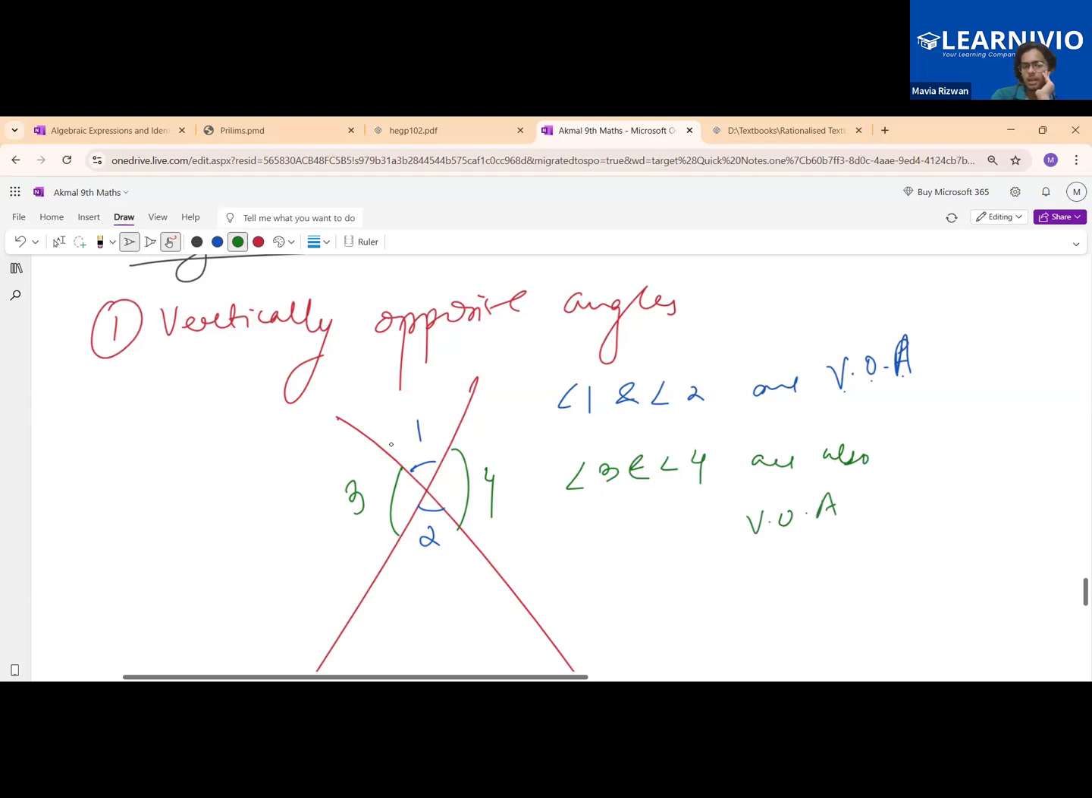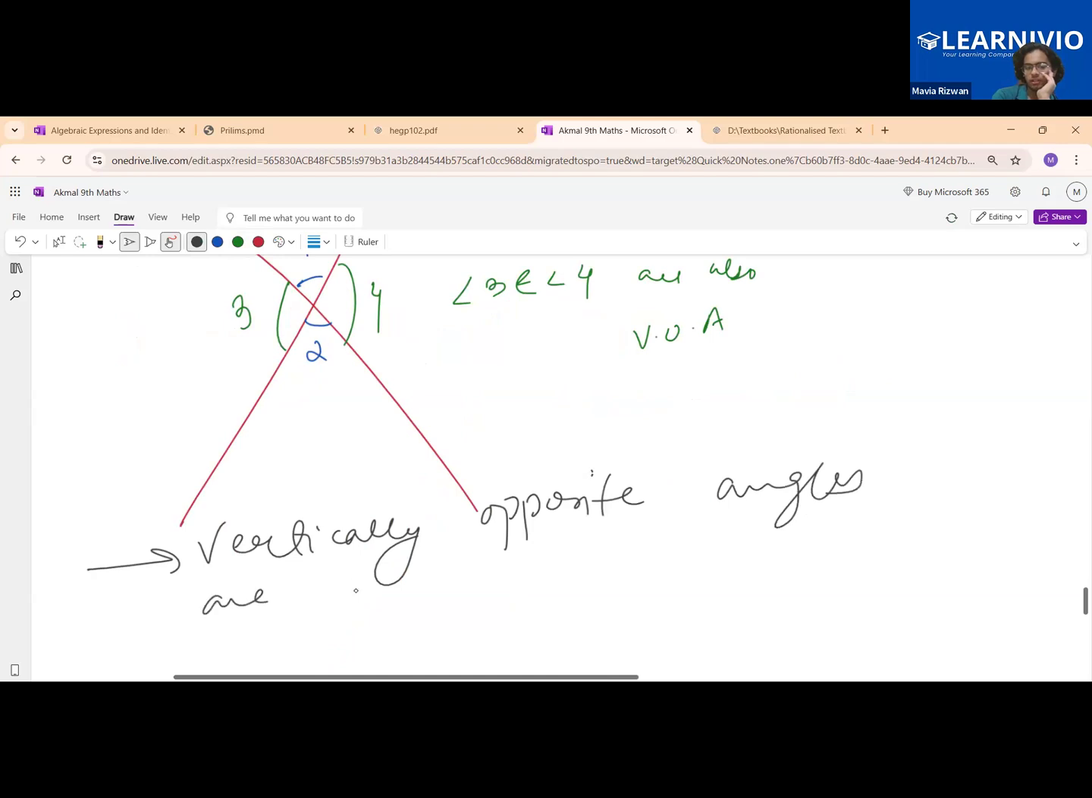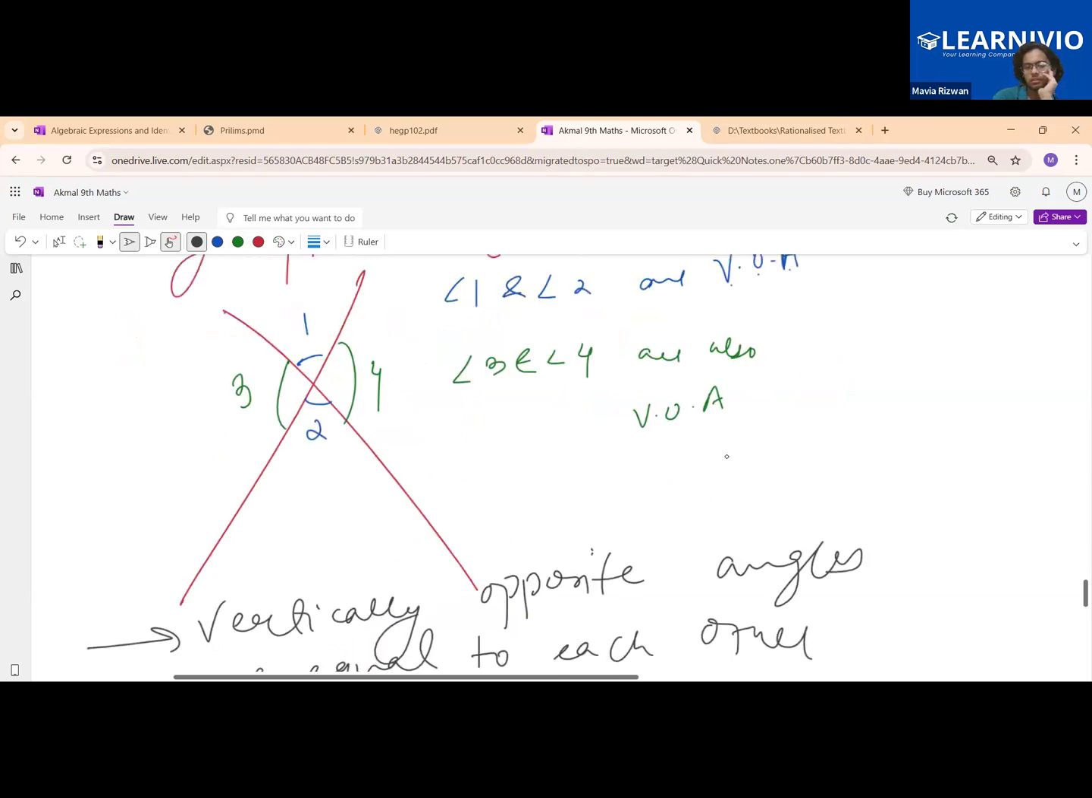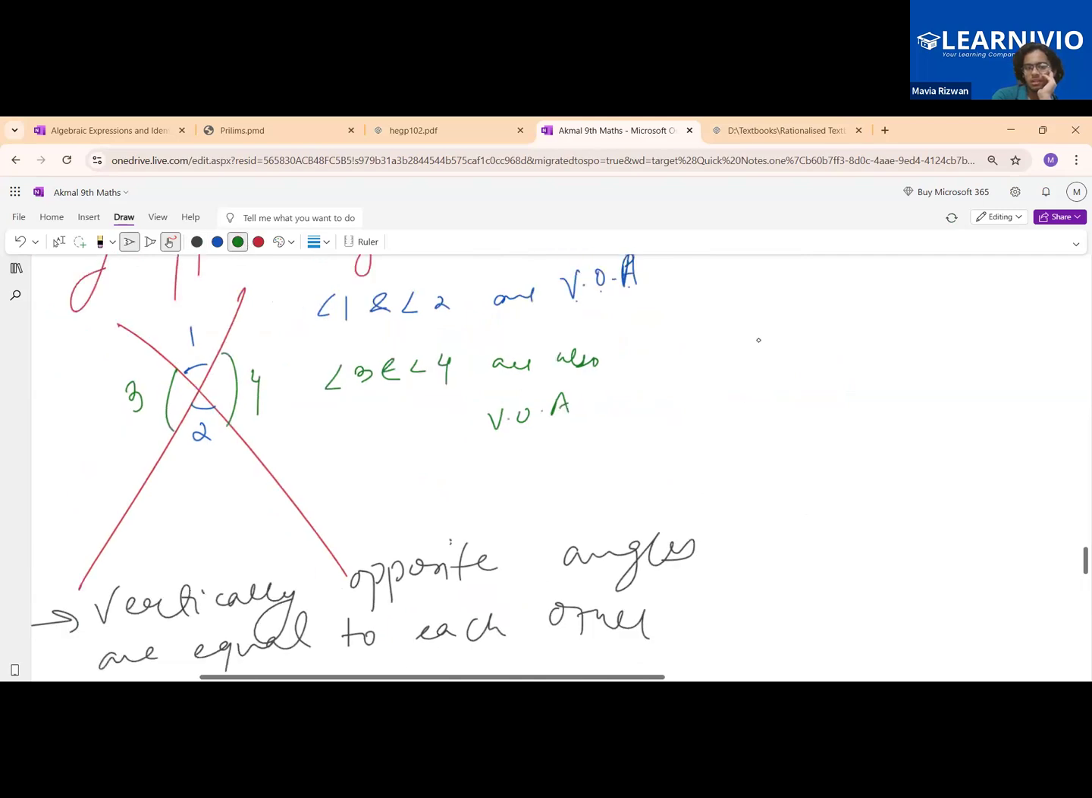Yes, sir. Now, Akmal, a very important thing. Vertically opposite angles are equal to each other. Means angle 1 is equal to angle 2 and angle 3 is equal to angle 4. Okay?